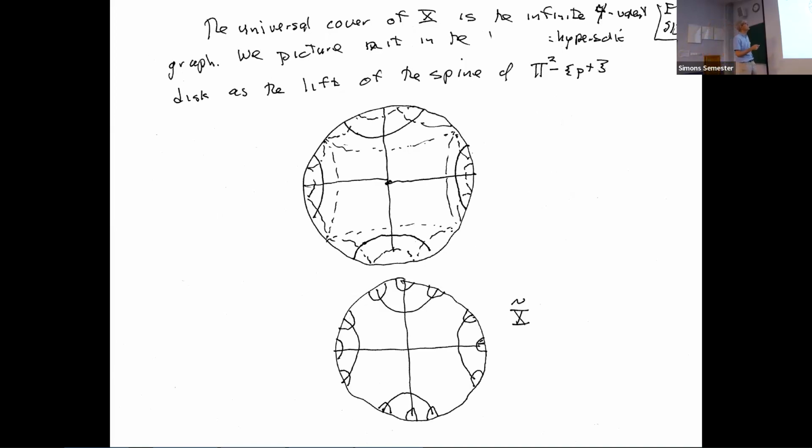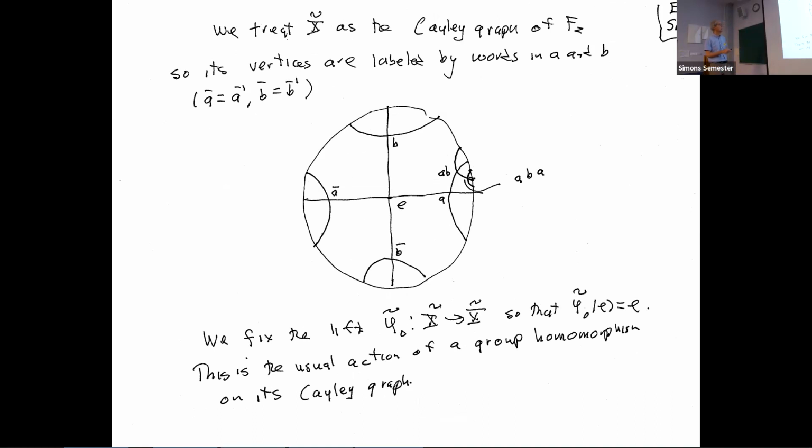Well, we need to understand its universal cover. So the universal cover of the wedge of two circles is this infinite valence 4 graph. And we want to look at the lift of our map. Well, this valence 4 graph is identified with the Cayley graph. We label the vertices by words. And when we act by the homomorphism, we send a letter to its image, a word to its word. That's how it acts on the cover. But that's exactly the same as our map phi0 when we lift it. We lift it and it works exactly like the action of the group homomorphism on the Cayley graph.